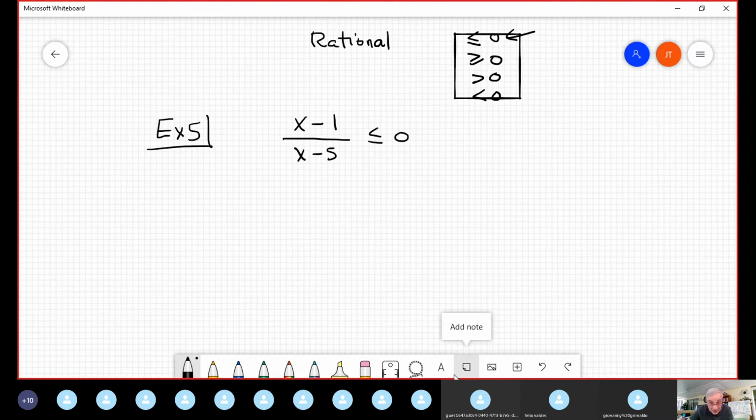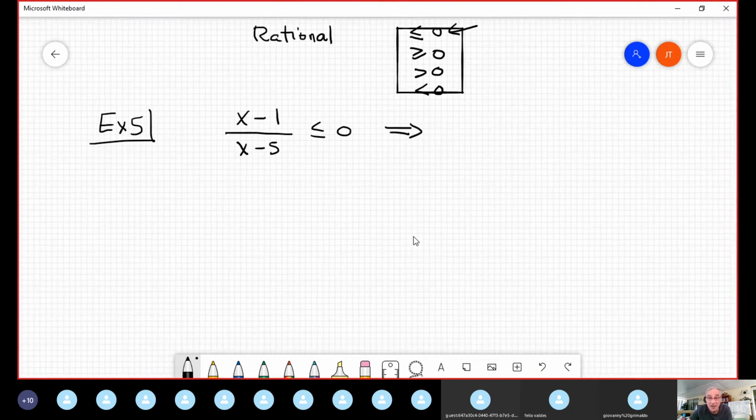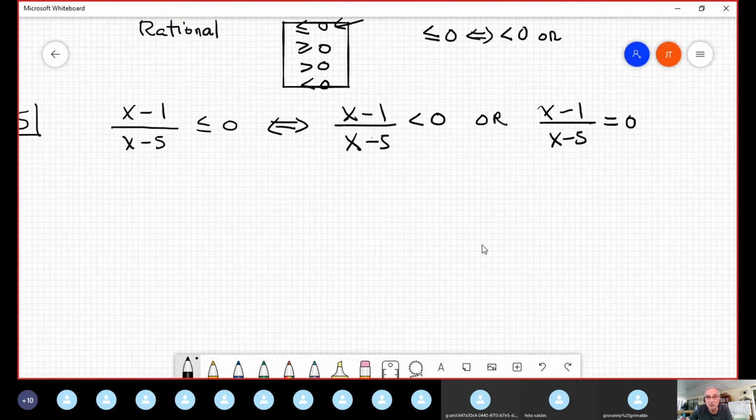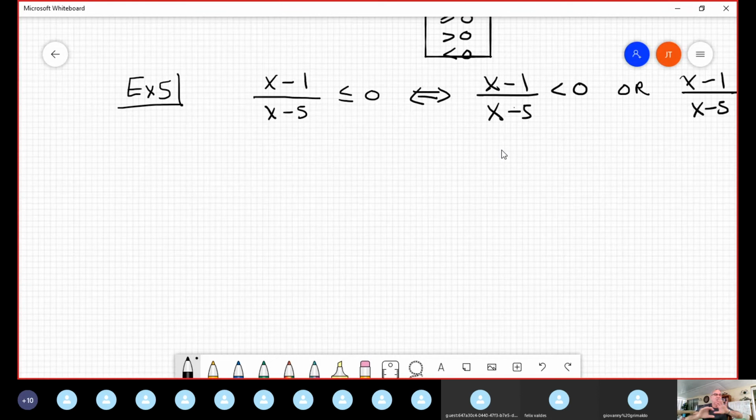What is the interpretation? This problem actually is not one problem. It's 2 problems. You can interpret in your mind: x minus 1 over x minus 5 less than 0, or x minus 1 over x minus 5 equals 0. Because this symbol is the combination of less than 0 or equal to 0. You can work separately, but I do not recommend that. This is only to illustrate the meaning of this symbol. Let's do it exactly in the same way that we are doing in polynomial.